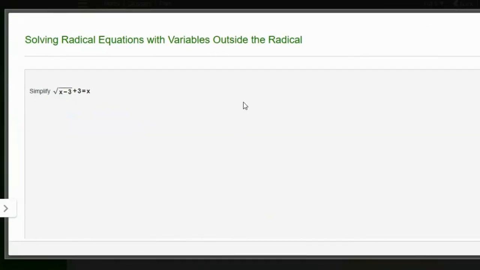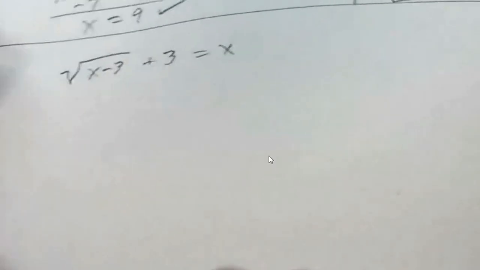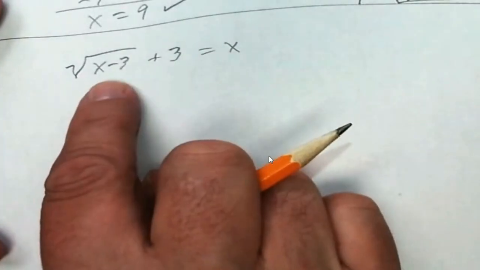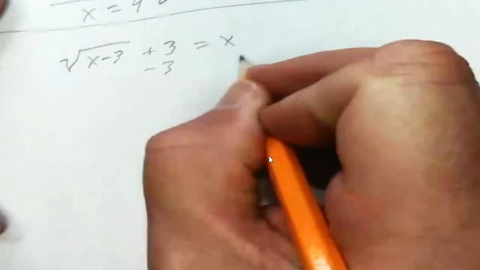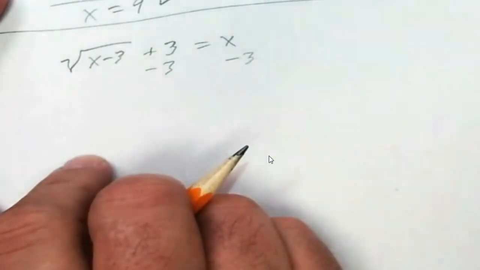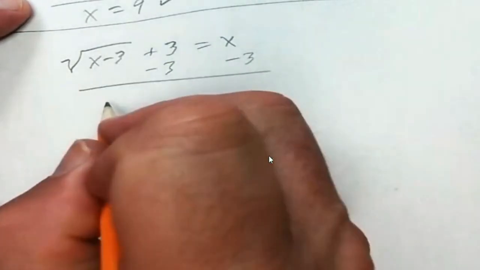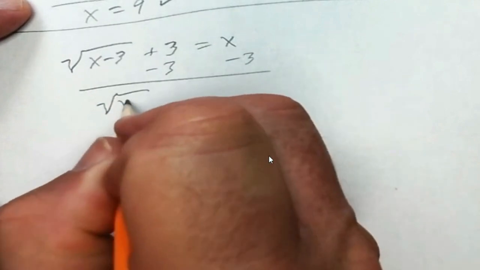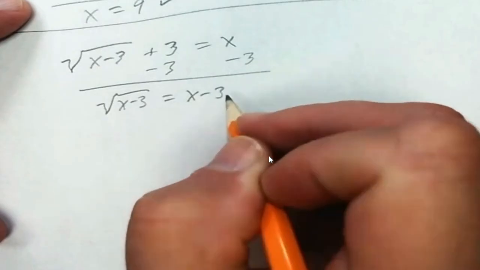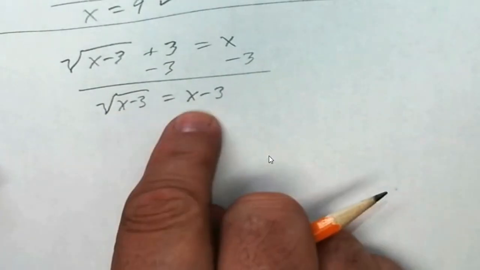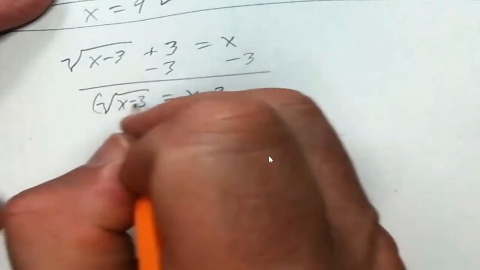Okay, this is a good one. Simplify. So when simplifying this, the first thing we need to do is isolate the radical, right? That was step number 1. So this -3 needs to go to the other side because it's not part of the radical. So now we've got the square root of x minus 3 equals x minus 3. This is the square root of x minus 3, and this is just x minus 3. Now that it's isolated, we want to square both sides.